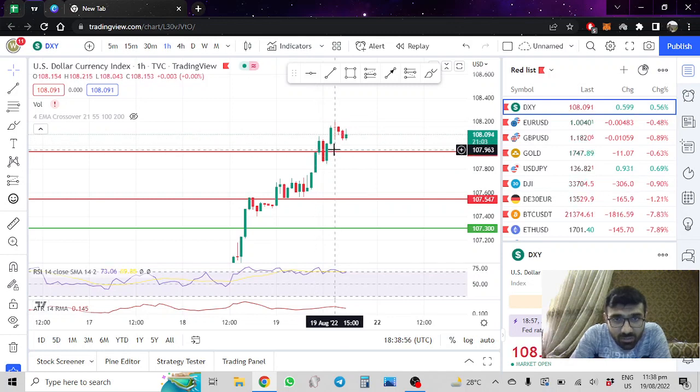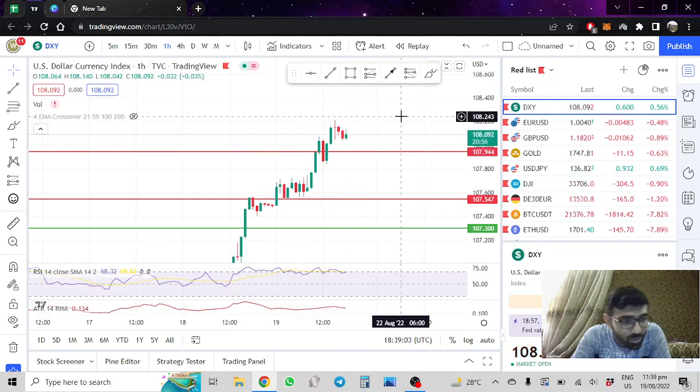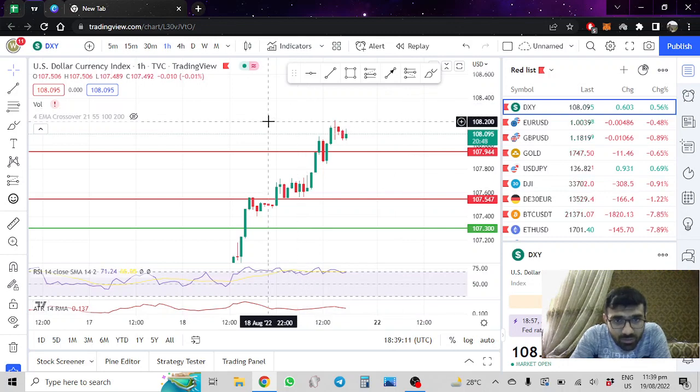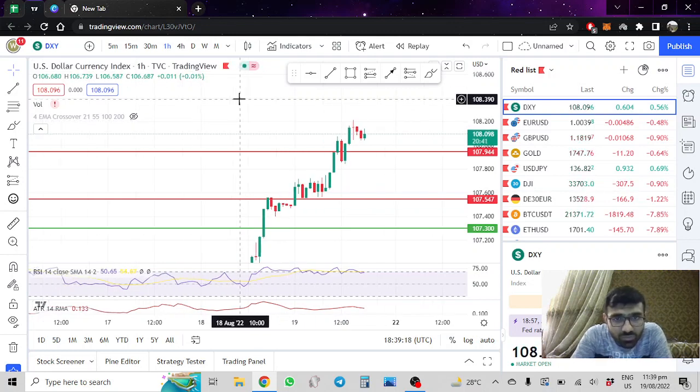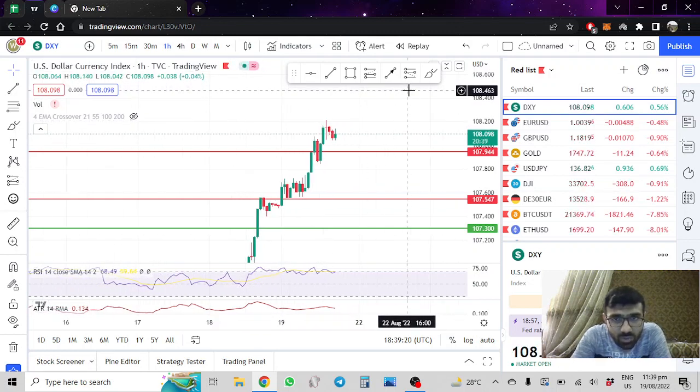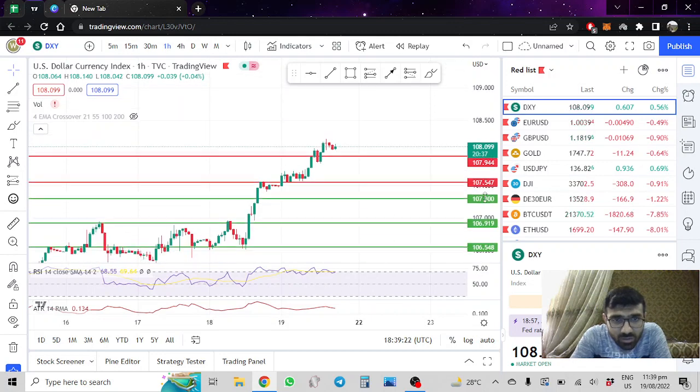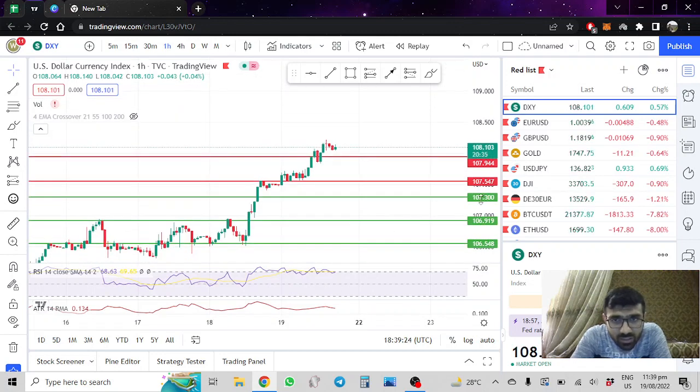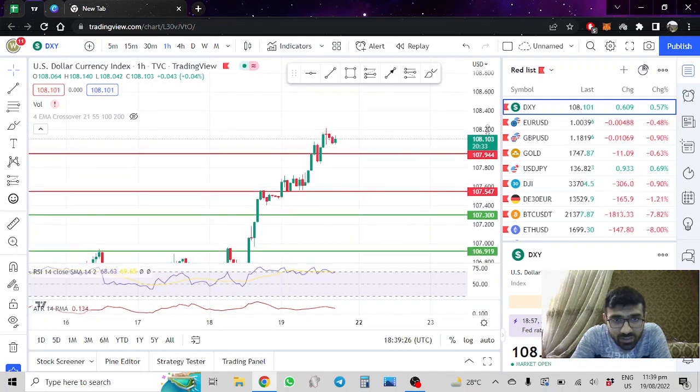So, currently in the market, I would like to see the market retest this area and then go up, as the dollar is really bullish, so I am a little bit bullish on the dollar as well. But what I am currently seeing is that it has made a new high in the recent area. So there is a little chance that it might retrace as well.